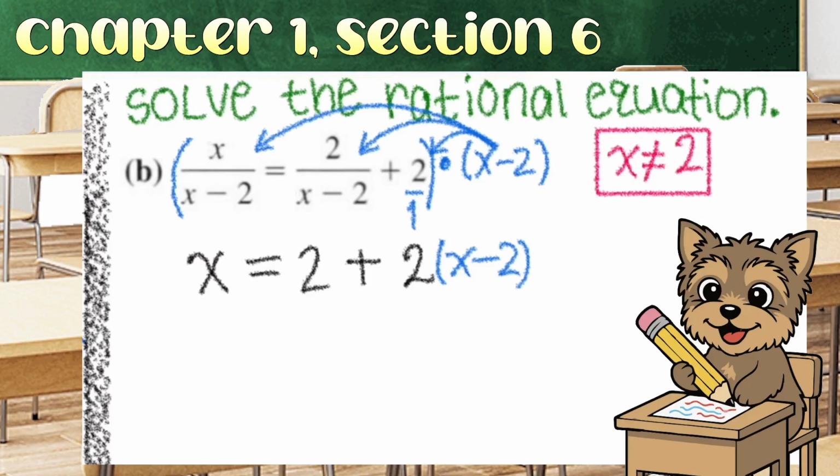Now, some of you maybe brought over 2 over x minus 2. That would have given you x minus 2 over x minus 2. And essentially that would give you 1 equals 2. No solution. Boom. But I'm just showing you this method because not everything works out as smoothly as that, right? So here, the math is going to work out as x equals 2.